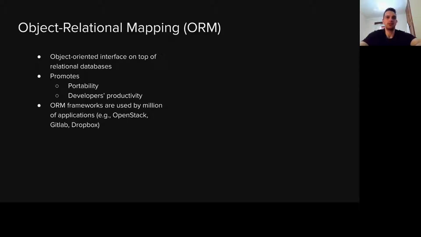Object-Relational Mapping is an abstraction over relational databases through an object-oriented interface. It boosts developers' productivity and promotes portability. Currently, there is a huge number of ORM implementations used by millions of applications.